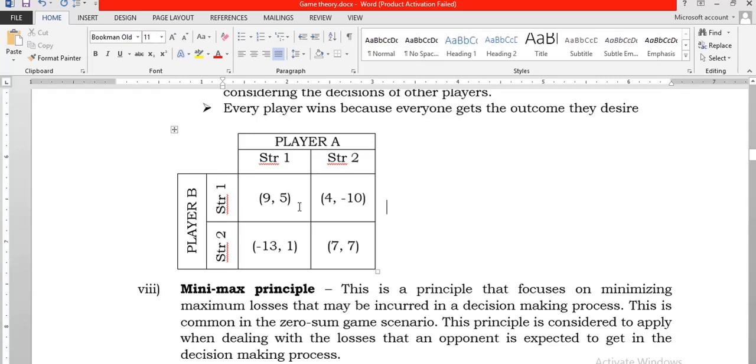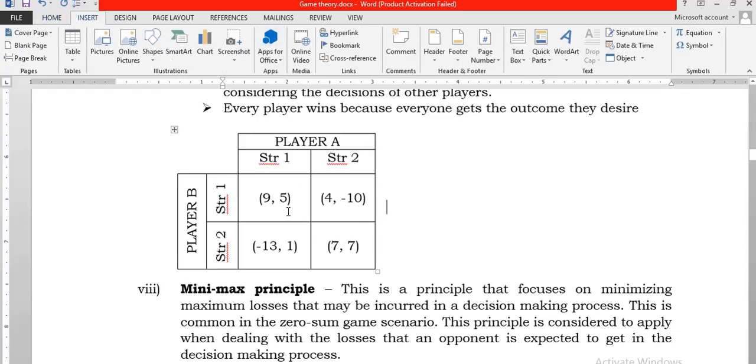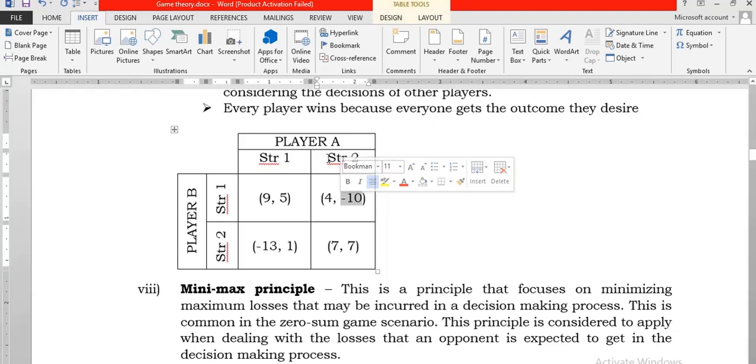We are trying to say, okay, if I move from strategy 1, 1, and if player A chooses to play strategy 2 when player B is on strategy 1, strategy 2 will lead to a loss of 10. Okay, a loss of 10 on the side of player A, and player B will only gain 4.